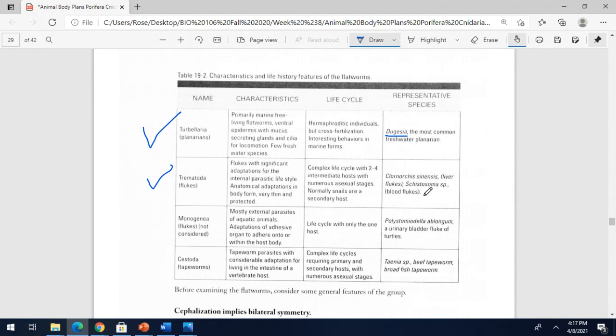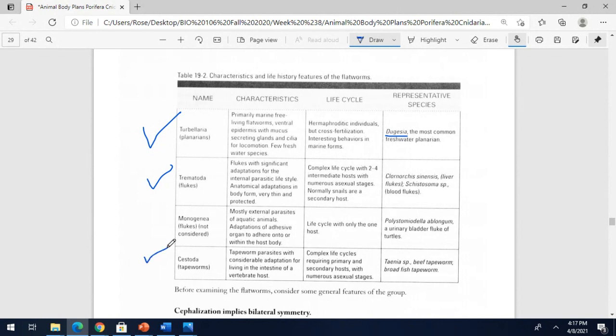Now, when we say flukes, we are not talking about a fish. These are flukes as in not good parasitic flatworms. All right. There is another group, Monogenea, but we won't talk about it too much in this class. Like I say, that means it has 1 host. So this one, not so much.